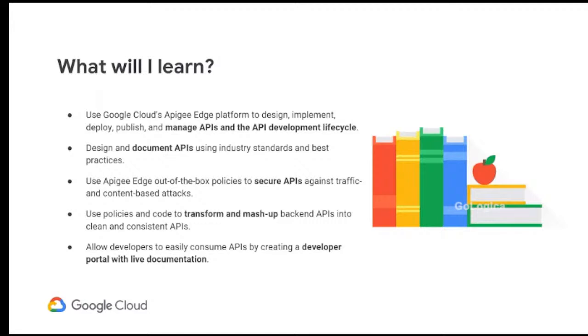And we will use Apigee out-of-the-box features, or policies as we call them, to secure APIs against traffic-based attacks and also content-based attacks. And we will use Apigee policies, inbuilt features, and custom coding both to do transformations and mashups of backend API responses into a clean and consistent API, which adheres to the REST principles.